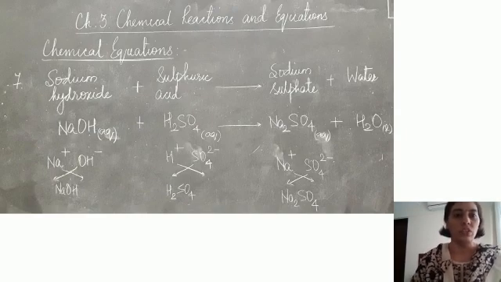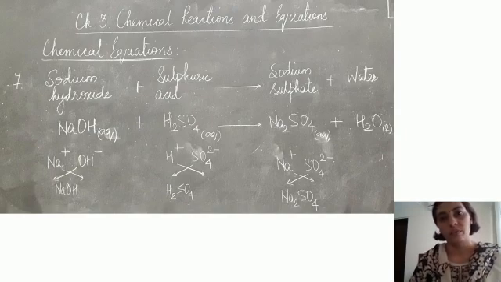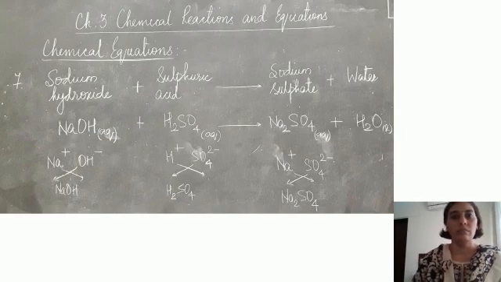The seventh equation is sodium hydroxide and sulfuric acid combining to give sodium sulfate and water. This is a very common and popular reaction. You must know that it is a reaction between a base and an acid, and it gives you salt and water. This reaction is a neutralization reaction. The reaction between acid and base to form salt and water is called a neutralization reaction.